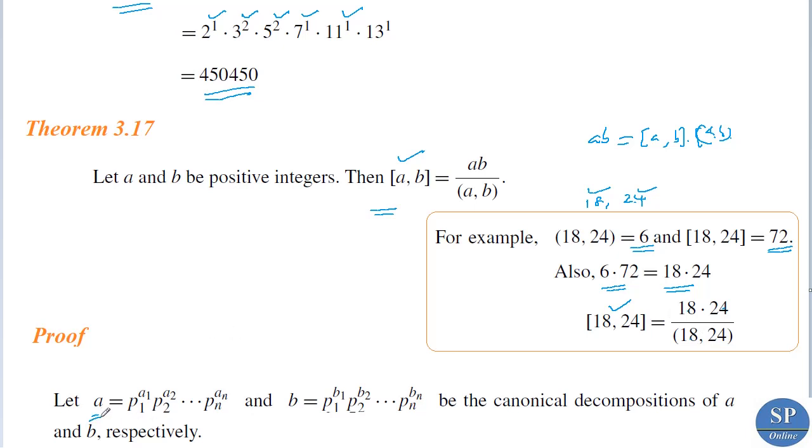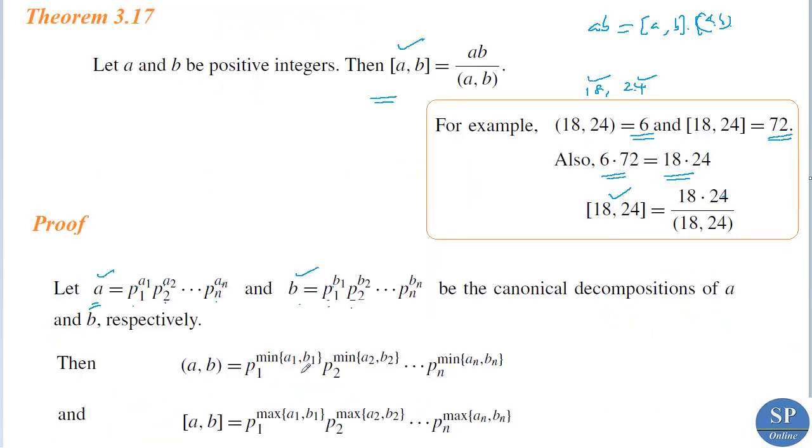Let a equal to p1 power a1, p2 power a2, etc., pn power an, and b equal to p1 power b1, p2 power b2, etc., pn power bn, be the canonical decomposition of a and b respectively. Then we have the GCD of a comma b is nothing but p1 power minimum of a1 and b1 into p2 power minimum of a2 and b2, etc., pn power minimum of an and bn. We already know this.